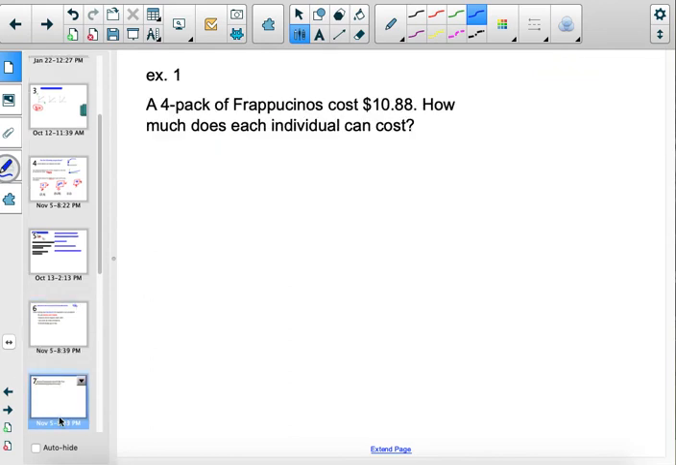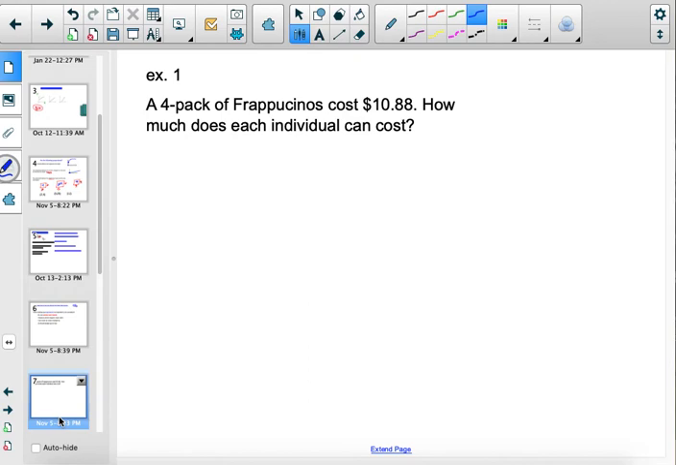A 4-pack of Frappuccinos costs $10.88. How much does each cost? Now, I know what you're thinking. I could just set this up and divide by 4. I want to practice proportional ways to use this. So I'm practicing a different way. Got me? We're going to use this way to solve other problems.